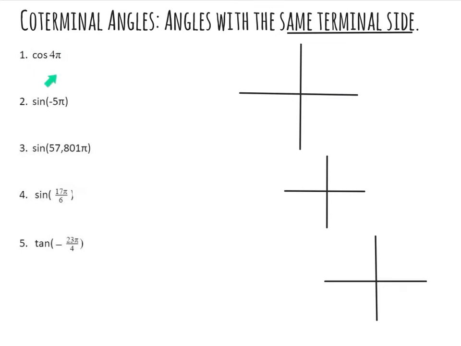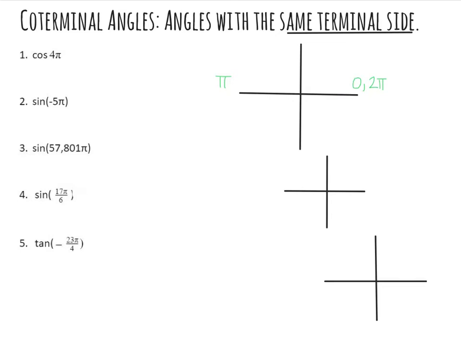The first problem that we'll look at is cosine of 4 pi. So I have an axis here that I'm going to label with some of the radian measures that we already know. First, 0 and 2 pi occur on the positive x-axis, and we know that pi occurs on the negative x-axis. That's also where 180 degrees is.